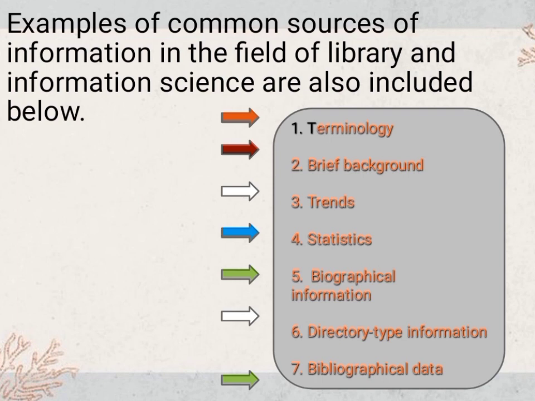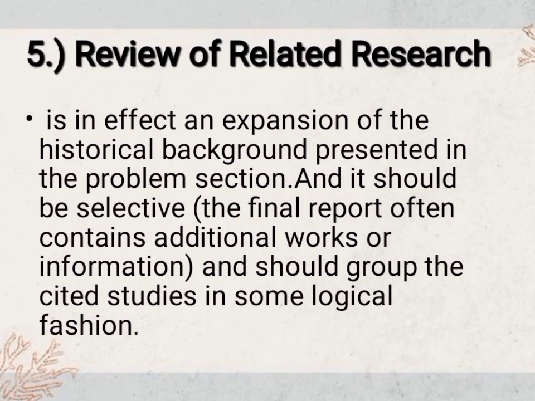1. Terminology. 2. Brief background. 3. Trends. 4. Statistics. 5. Biographical information. 6. Directory type information. 7. Bibliographical data. 5. The review of related research, or literature review, is in effect an expansion of the historical background presented in the problem section, and it should be selective. The final report often contains additional works or information and should group the cited studies in some logical fashion.